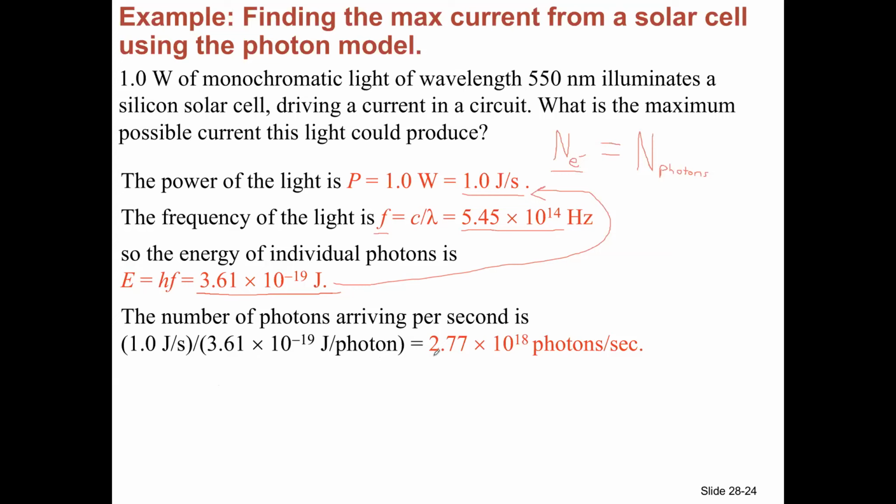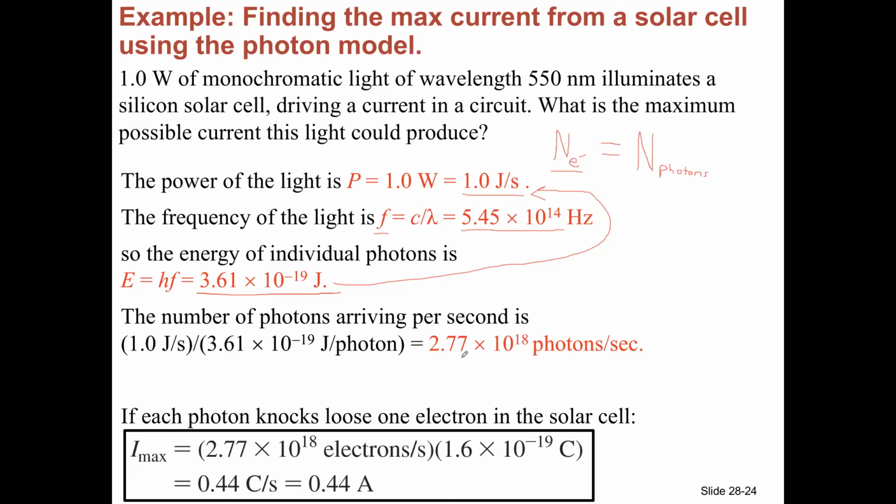And so what we have here, by a small order of magnitude estimate problem, is 2.77 × 10¹⁸ photons per second that hit this silicon solar cell with a 1 watt light source at this 550 nanometer wavelength. So taking this number, our assumption is this is how many electrons we have per second, because each photon is absorbed by 1 electron.